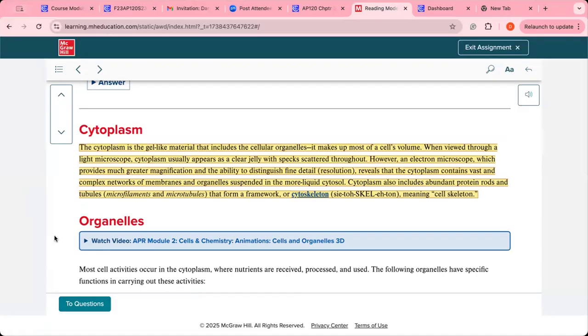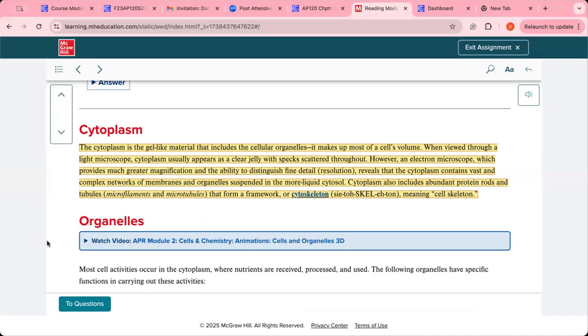So let's see. The cytoplasm, I need to expand this. I can see it. The cytoplasm is the gel-like material that includes the cellular organelles. When viewed through a light microscope, cytoplasm usually appears as a clear jelly with specks scattered throughout. However, an electron microscope, which provides much greater magnification and the ability to distinguish fine detail, reveals that the cytoplasm contains vast and complex networks of membranes and organelles suspended in the more liquid cytosol.